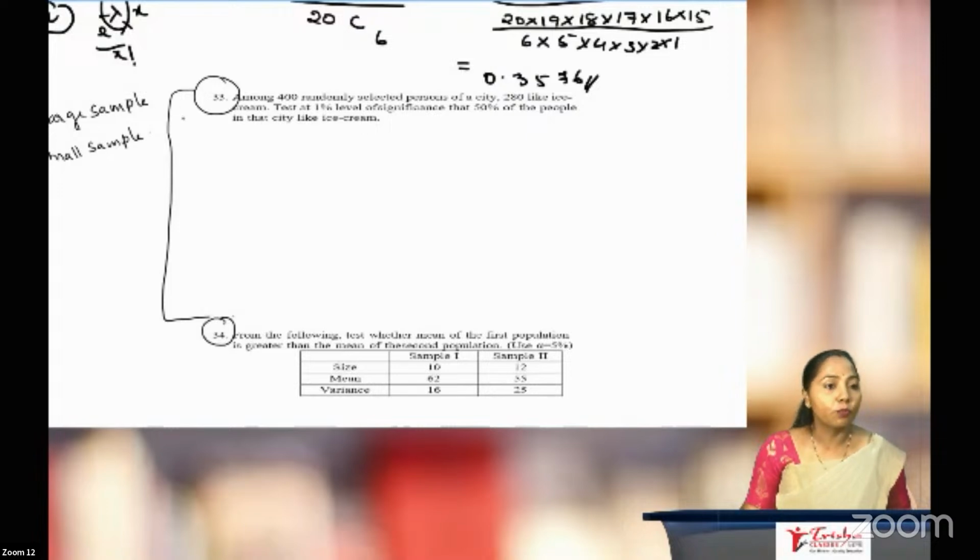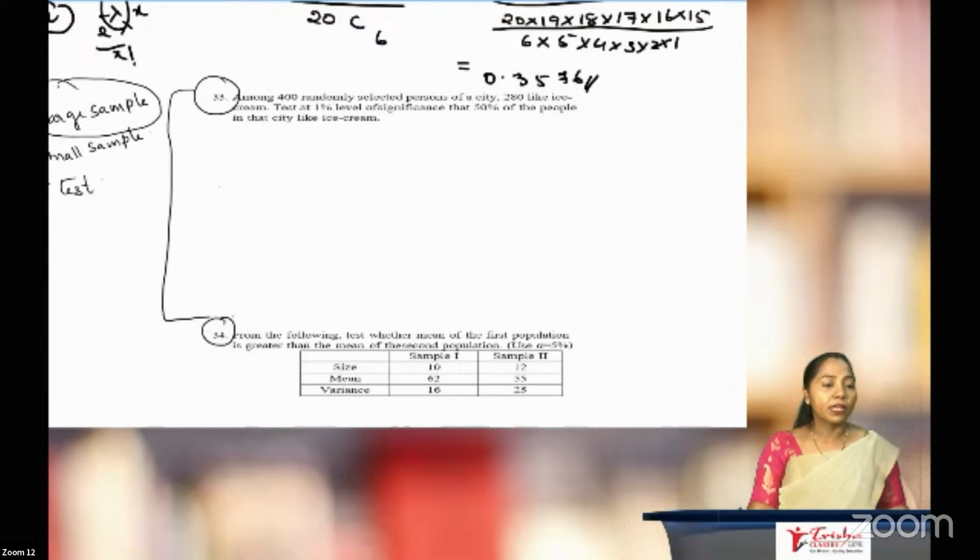Let me discuss a few points. Okay, that is for question number 33 and 34. That is from the inference chapter, statistical inference. So we have large sample test, small sample test, and chi-square test.